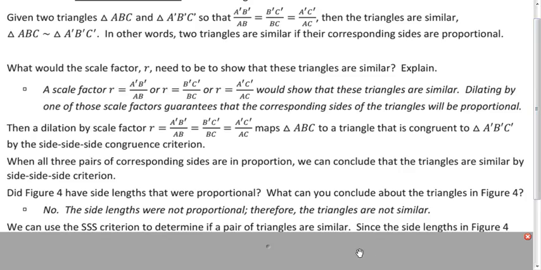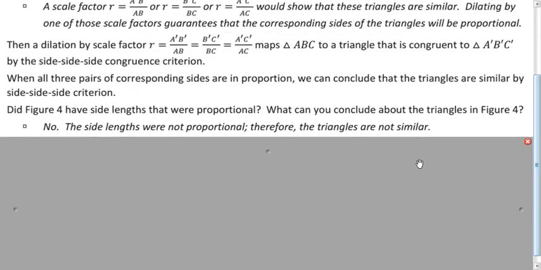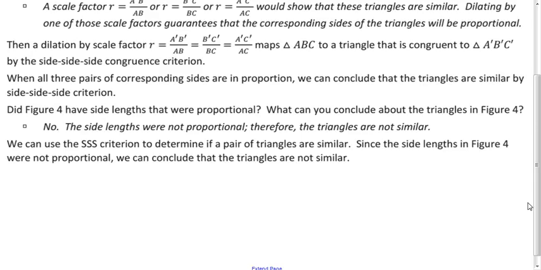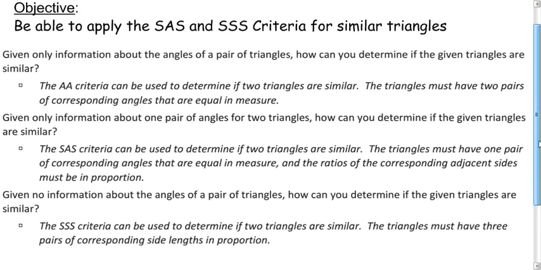So in 4, we did not have side lengths that were proportional. So we know that those triangles are not similar. So we can use side-side-side to check for similarity. In this lesson, we learned about the side angle side and the side-side-side criteria for similar triangles. There's a little recap of that, with angles in addition on there.